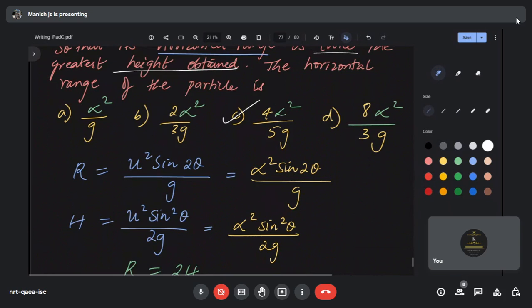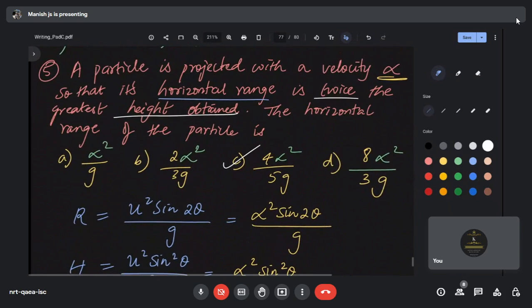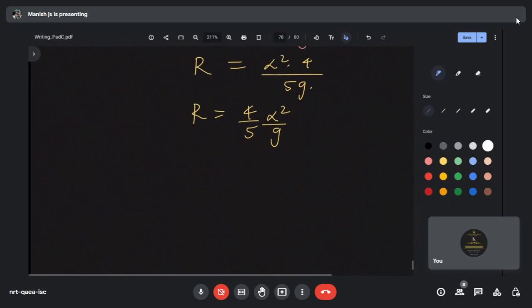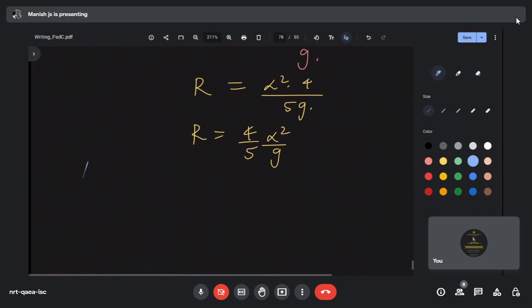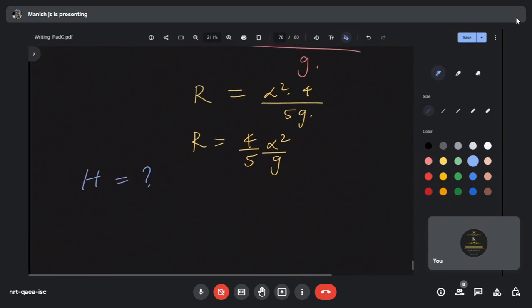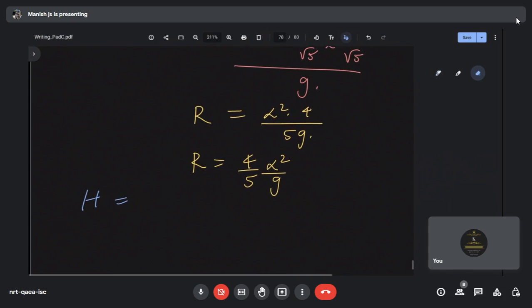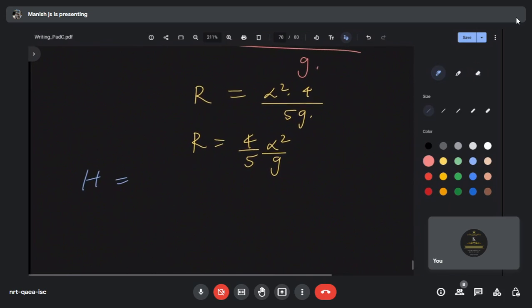Here they have asked for the horizontal range. They can also ask you what is the height. Height is also the same way; you will relate and find out. So tell me the height. What is the height in terms of alpha and g? Can you try for the same question? What is the maximum height? What is the formula? u square sin square theta divided by 2g. Yes, so u square sin square theta by 2g.